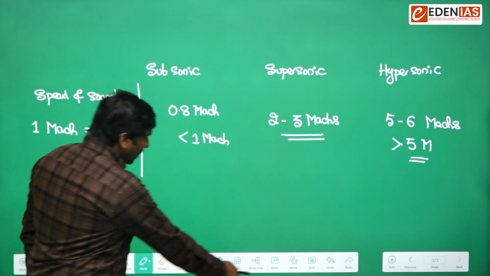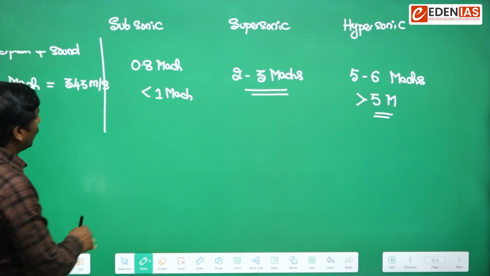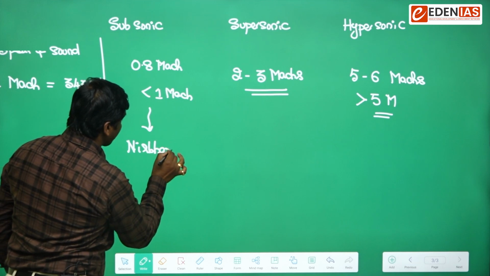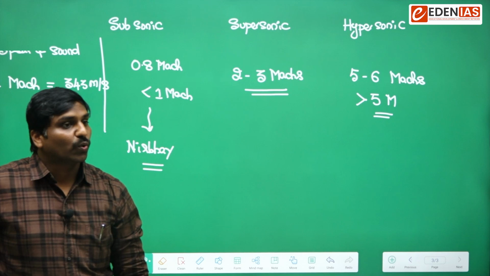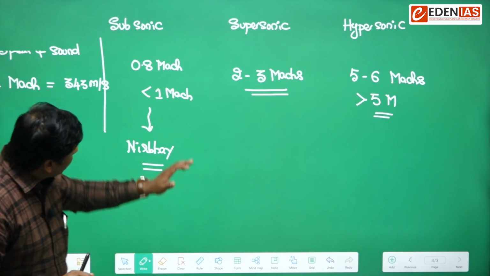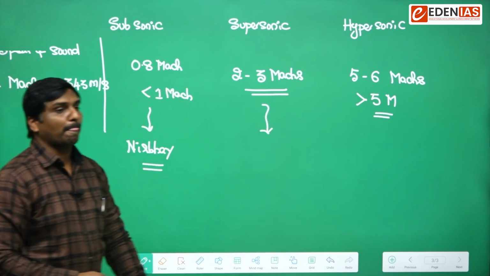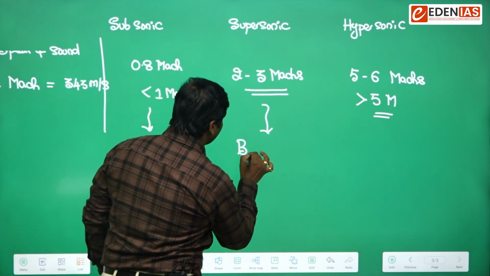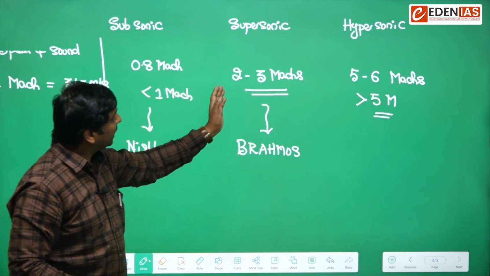Okay. So from the perspective of subsonic missiles, have you heard about Nirbhay? Nirbhay is a subsonic cruise missile, with respect to the Navy. Then for a supersonic missile, can you give any example? Very good, BrahMos. BrahMos is a supersonic missile, that means it travels at the speed of 2 to 3 Mach.